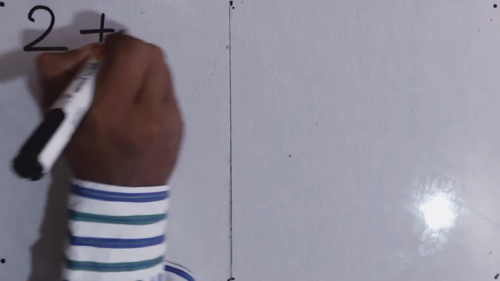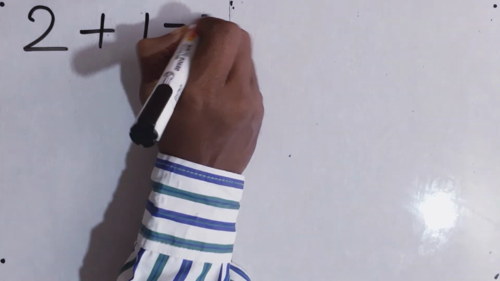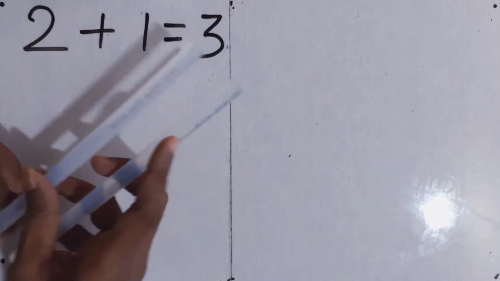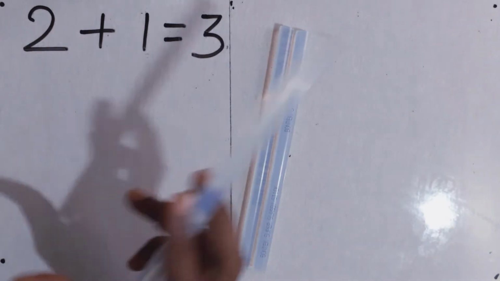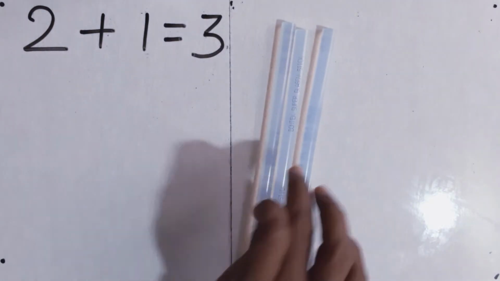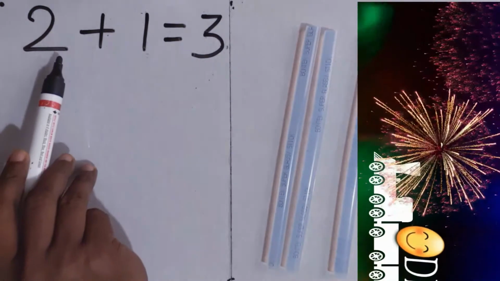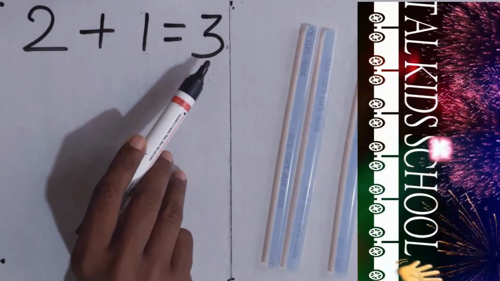Now we are learning addition table 2. 2 plus 1 is equal to 3. These are 2 sticks plus 1. Now you count 1, 2, 3. 2 plus 1 is equal to 3.